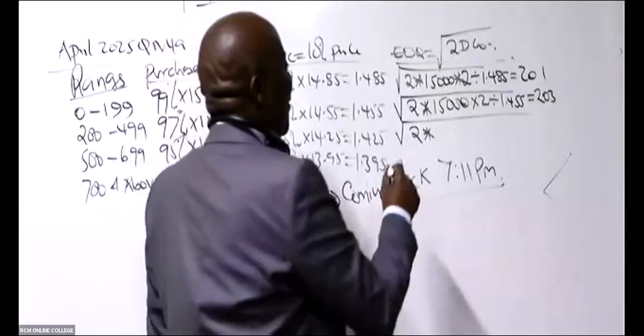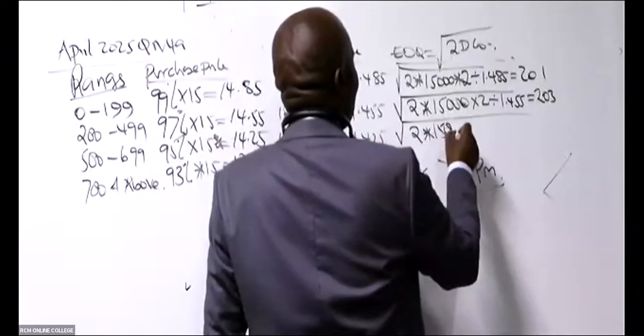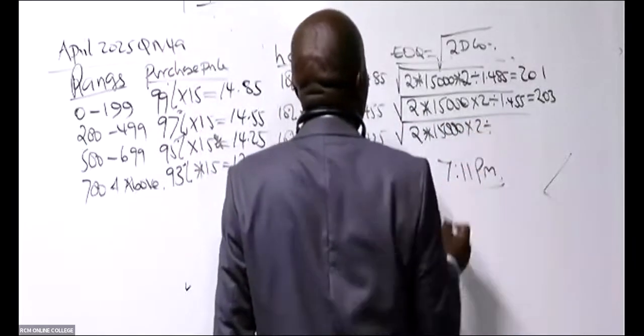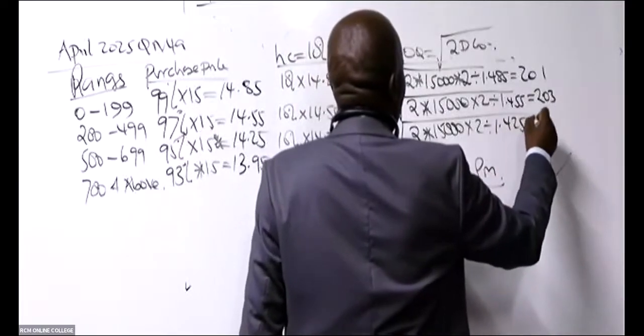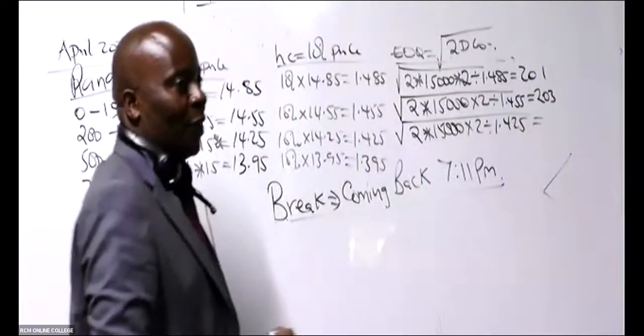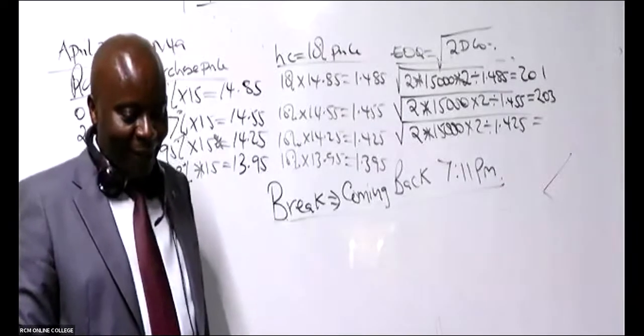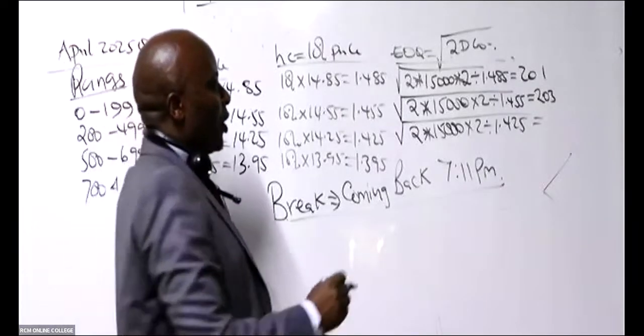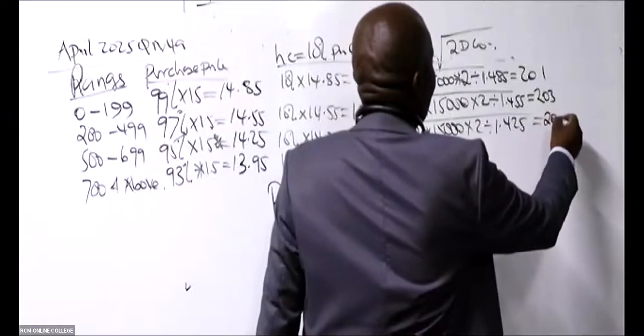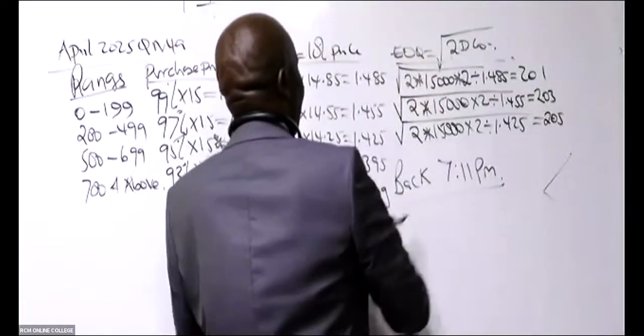So 2 times 15,000 times 2 divided by 1.425, which will end up giving us a what figure? 205. So this is 205. Great.